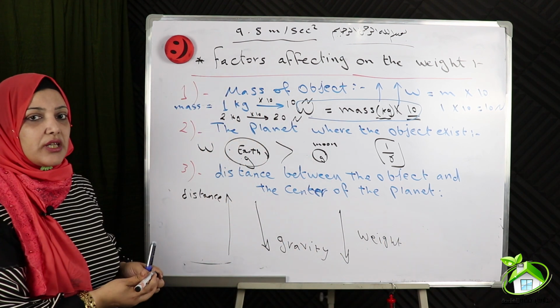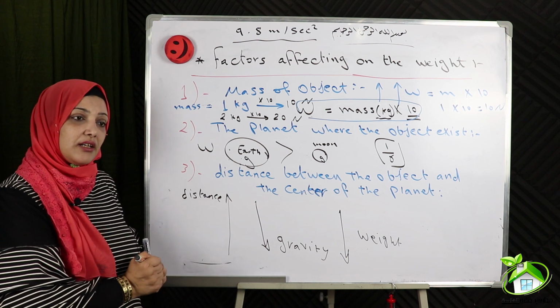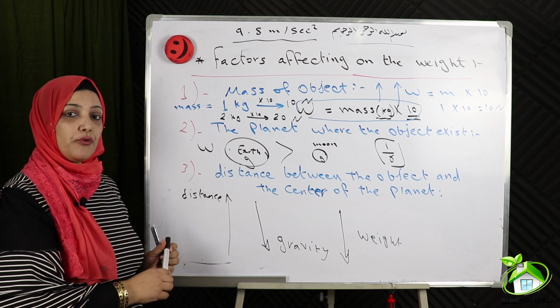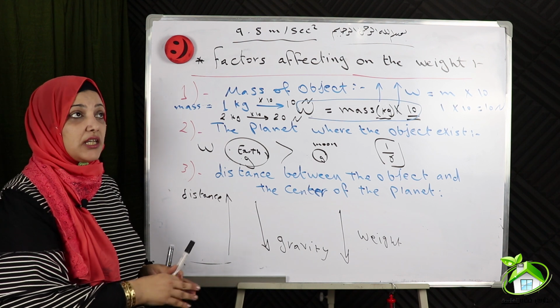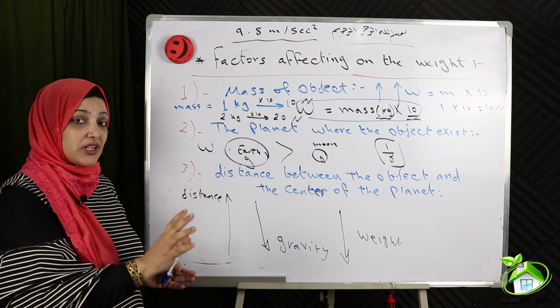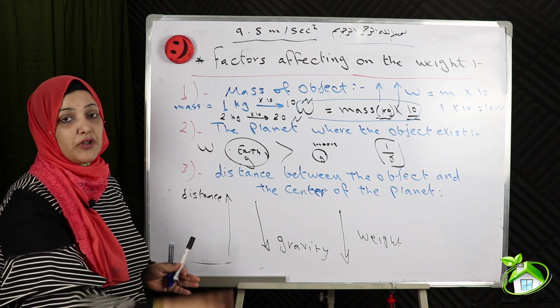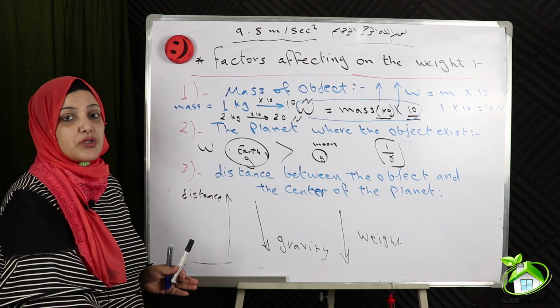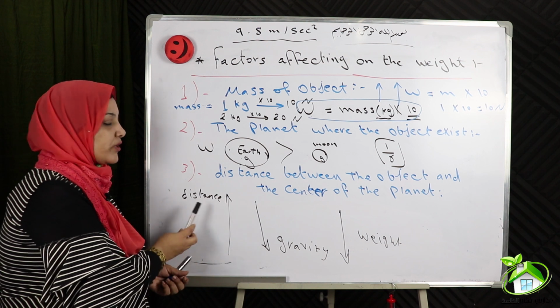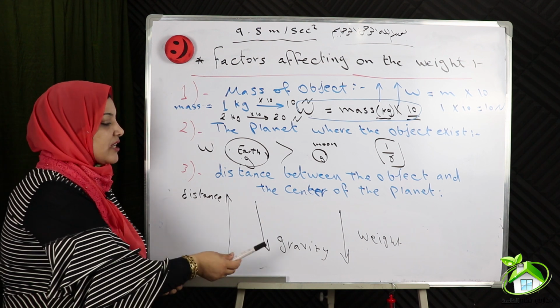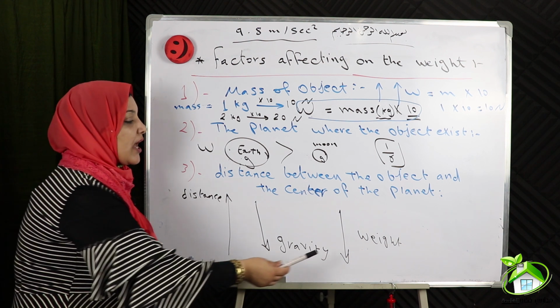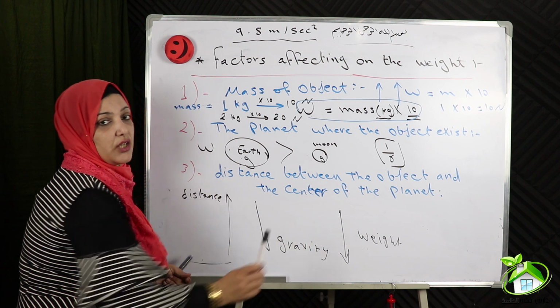This is factor number 3. A give reason question can come on it, very important. The weight of your body or the weight of the object in a balloon is smaller than the weight of this body on Earth's surface. Why? Because when the distance increases, the gravity decreases and the weight of the body decreases.